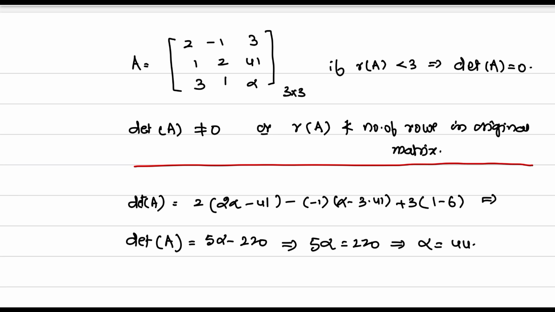What we wanted is that the determinant should not be 0. For a unique solution, the determinant of A should not be equal to 0. That implies alpha should not be equal to 44. What is the conclusion we are making here? If alpha is not equal to 44, then the system has a unique solution.